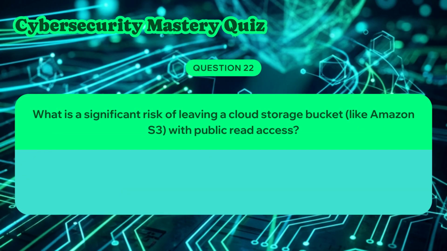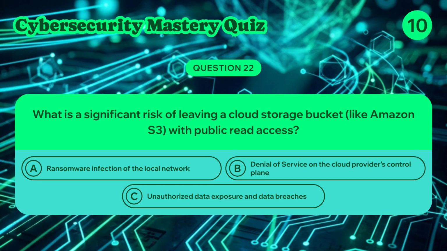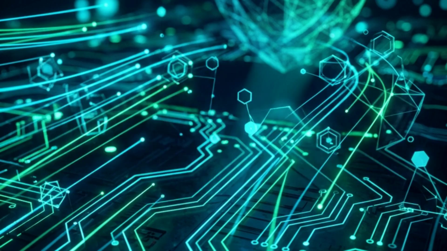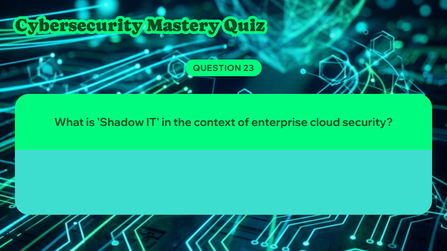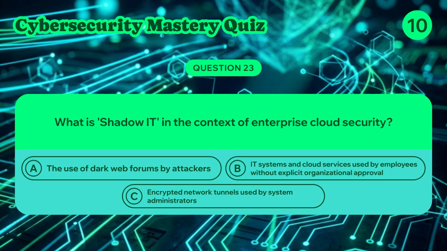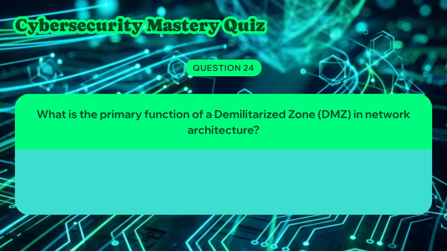What is a significant risk of leaving a cloud storage bucket, like Amazon S3, with public read access? What is shadow IT in the context of enterprise cloud security? What is the primary function of a demilitarized zone, DMZ, in network architecture?